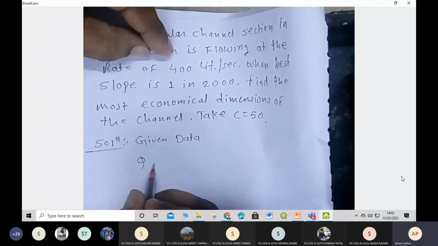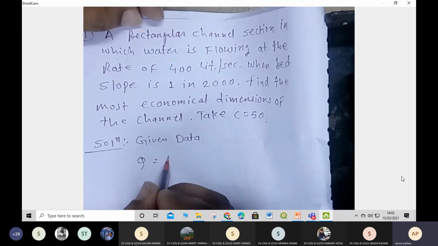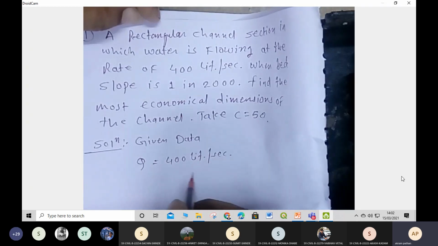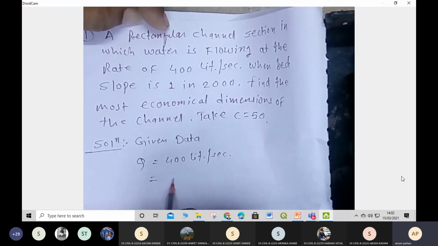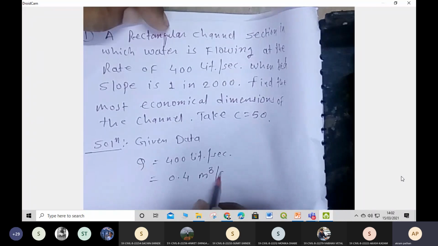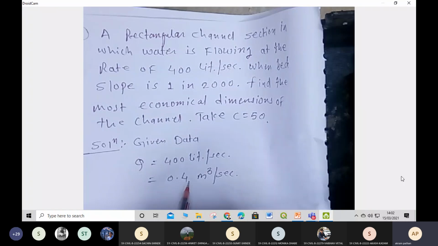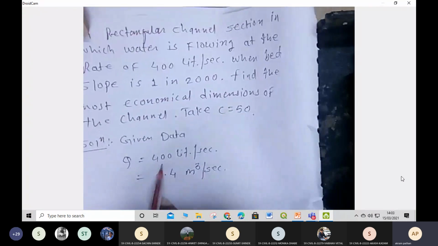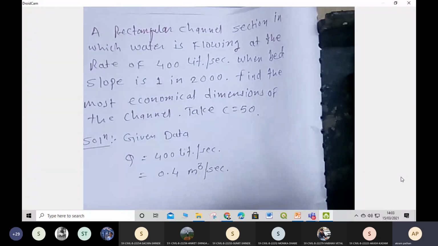The rate of flow, that is discharge, is given. How much is it? 400. This is given as 400 liter per second. Now you have to convert this liter per second into meter cube per second, that is 0.4 meter cube per second, because 1 meter cube is equal to 1000 liter. So we have to divide by 1000, and you will get 0.4 meter cube per second.